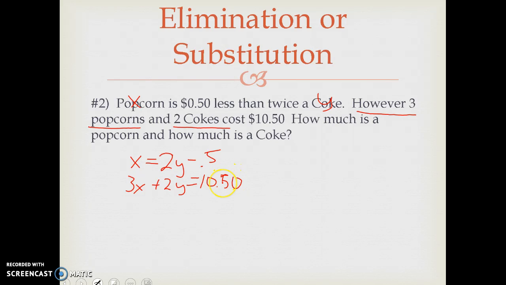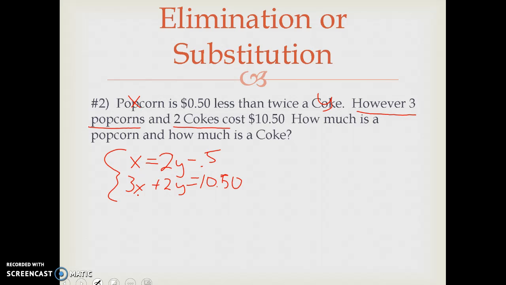it's going to cost me $10.50. Well, this is certainly a good equation if I use substitution. I could just take the 2y minus 0.5 and substitute that in for x down here and solve this equation using substitution. But I could also use elimination here.